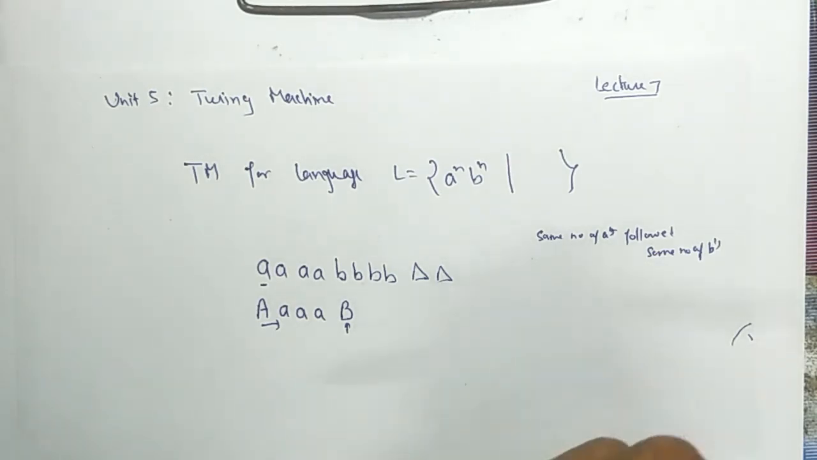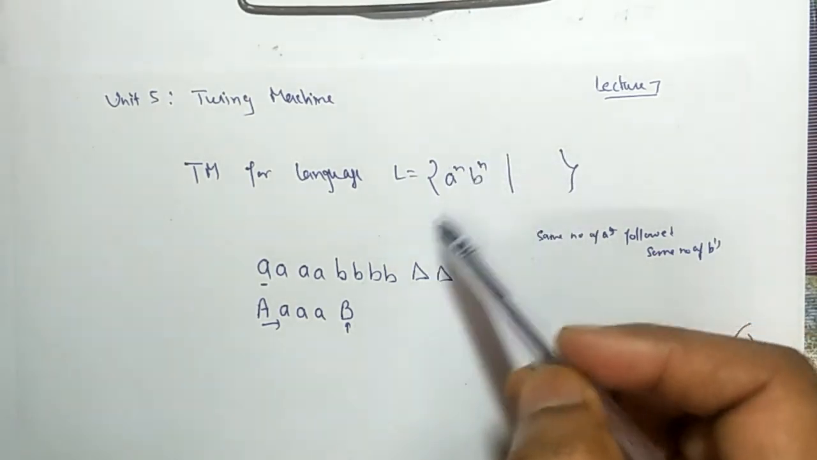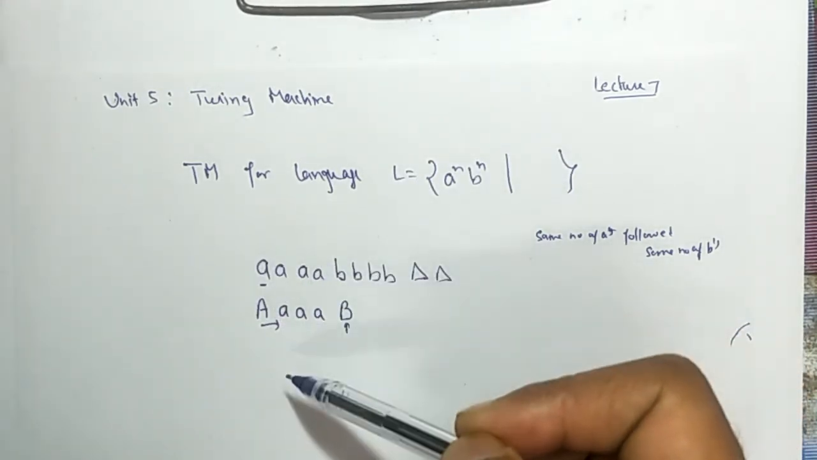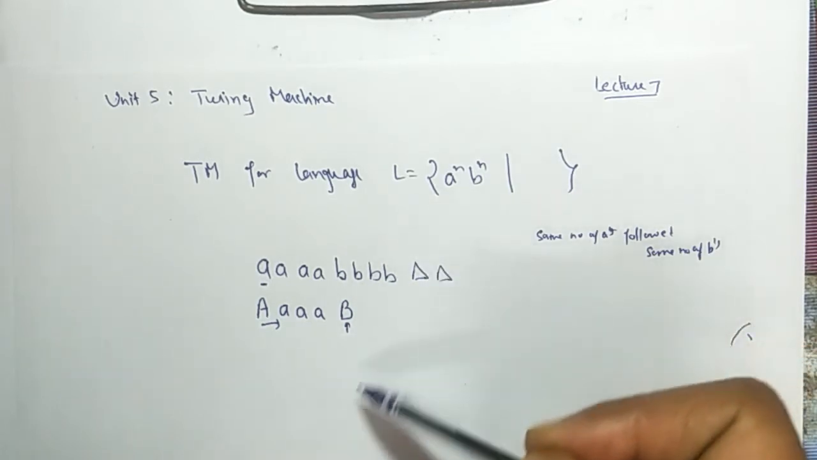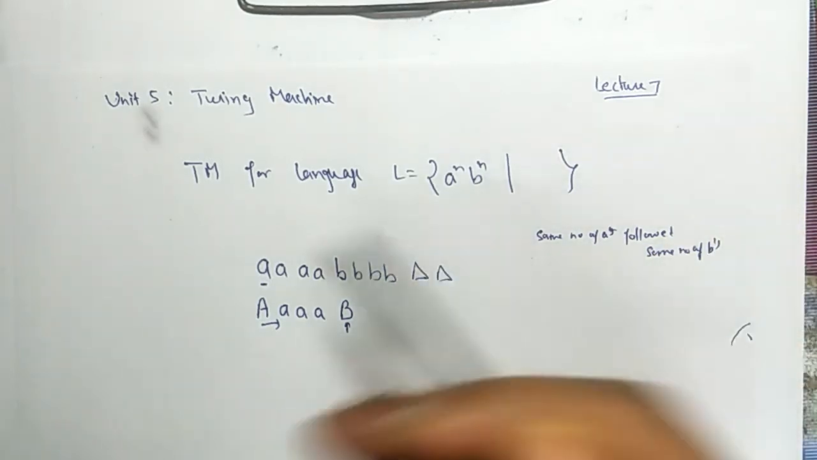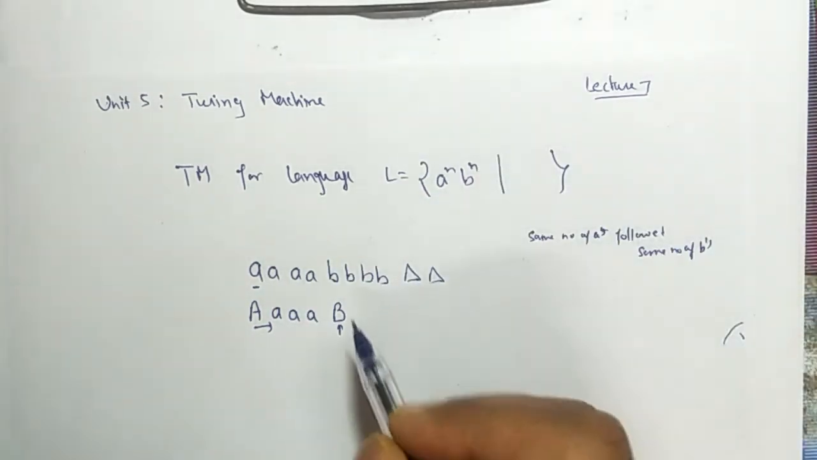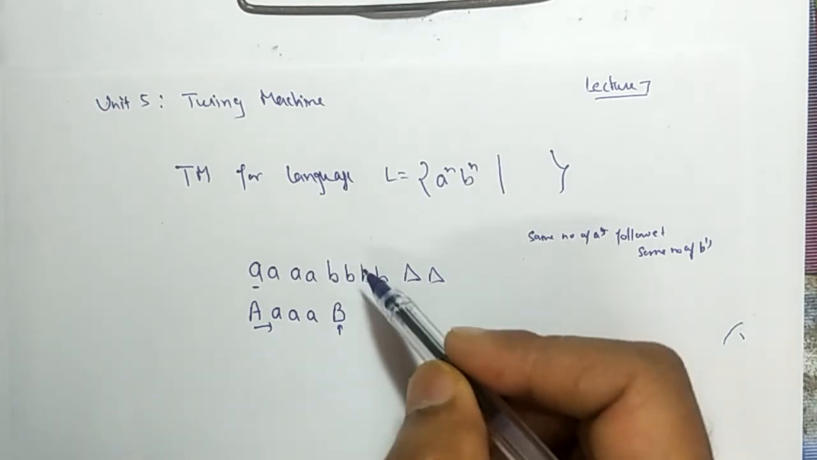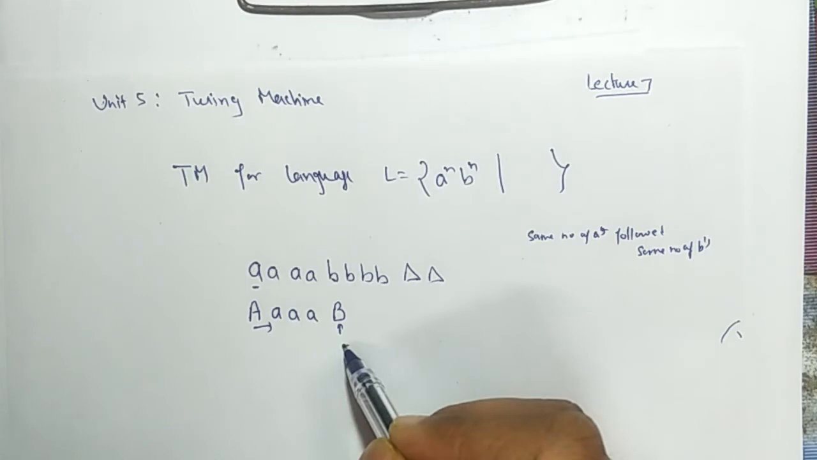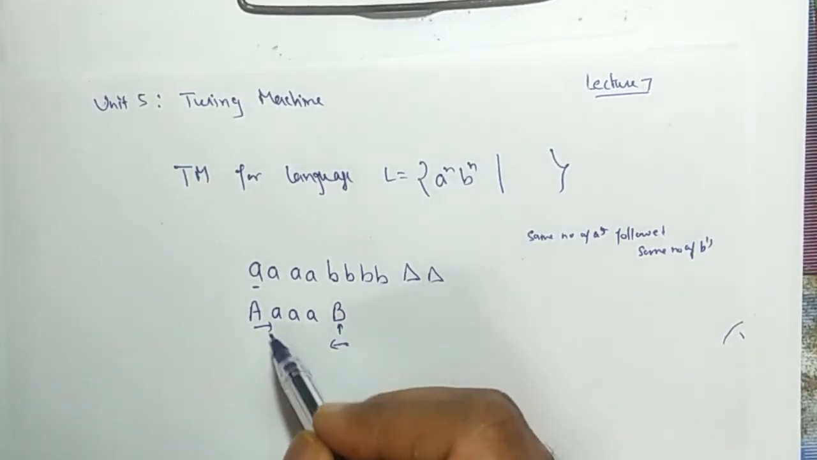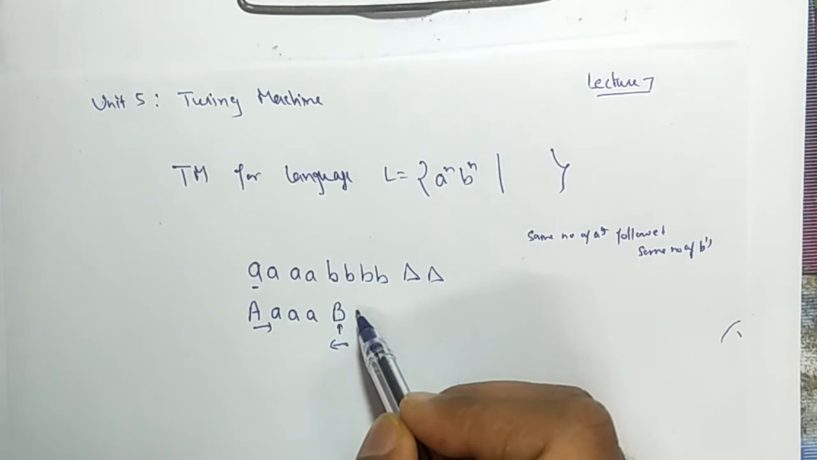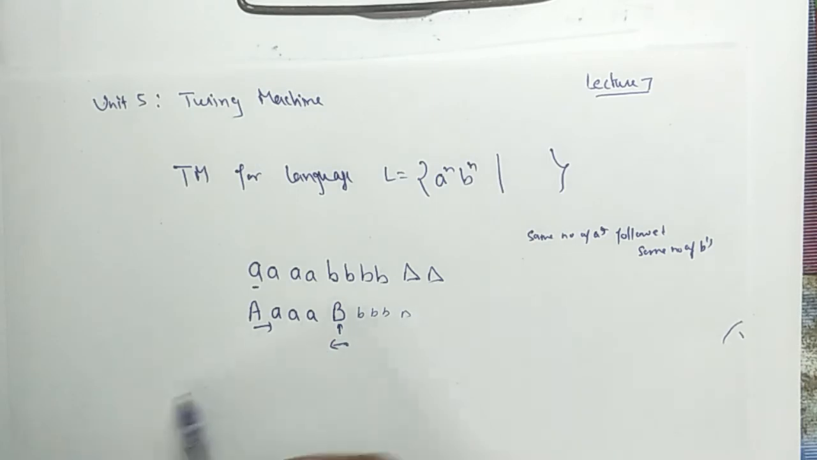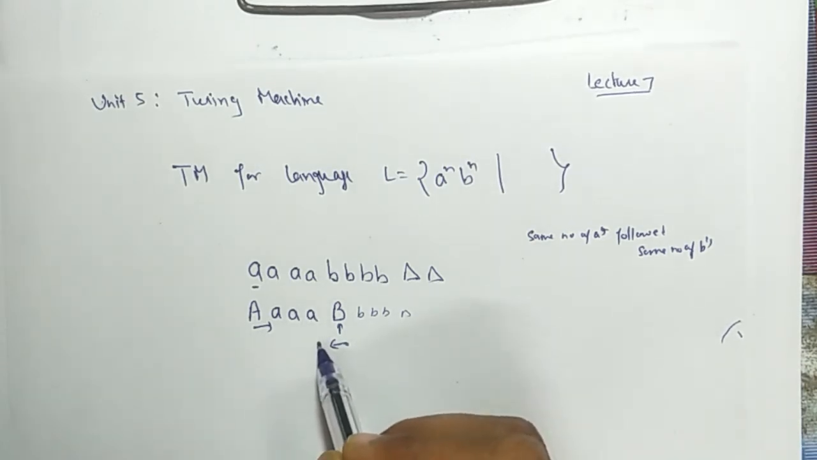Now we have to repeat the same procedure. If we repeat the same procedure for all a's and all b's, then all a's will be converted into capital A and all b's will be converted into capital B. So here we marked one a, moved to the right, found small b and converted it to capital B, and then we try to find the second a from this corner. We leave everything else here, and from this symbol we move in this direction. Now we will get more small a's.